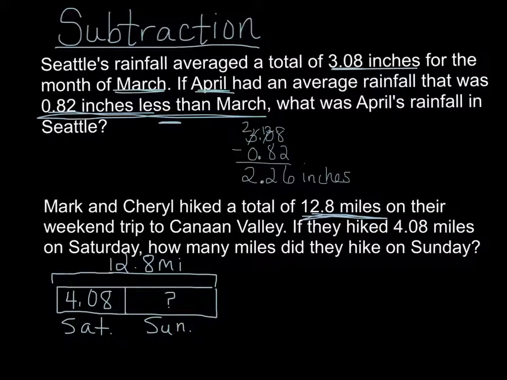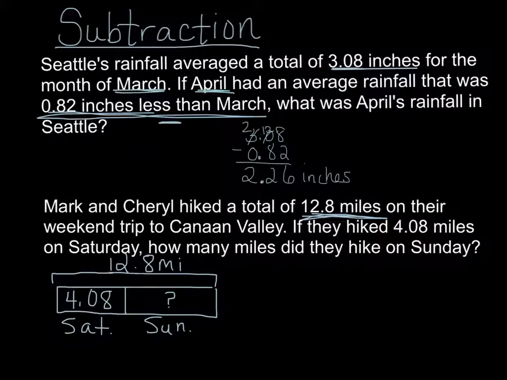Now, if we look at this, we have Saturday and Sunday combined will equal a total of 12 8/10 miles. We have a missing number here. So since we have a total and we have a missing piece, we're going to subtract. Now, this is different from division because division is breaking it up into equal groups. This might not necessarily be equal groups. We have 2 days that we've combined to get a total, and we're just missing one of those days. Since we're just missing one of those days, that makes this a subtraction problem.